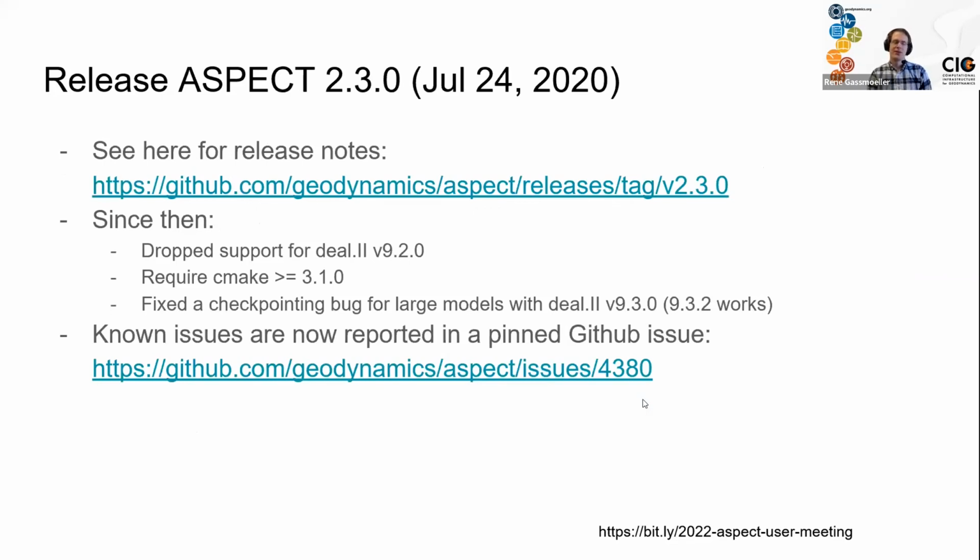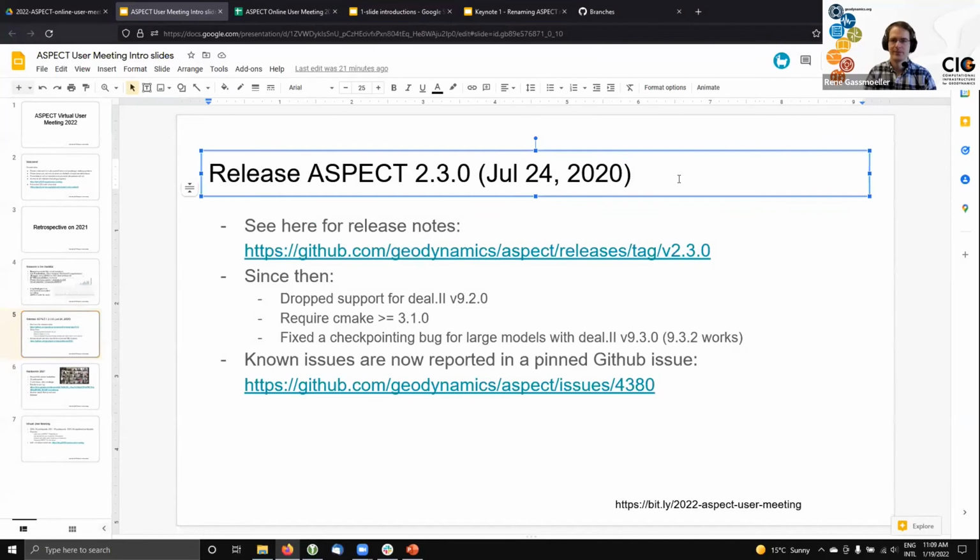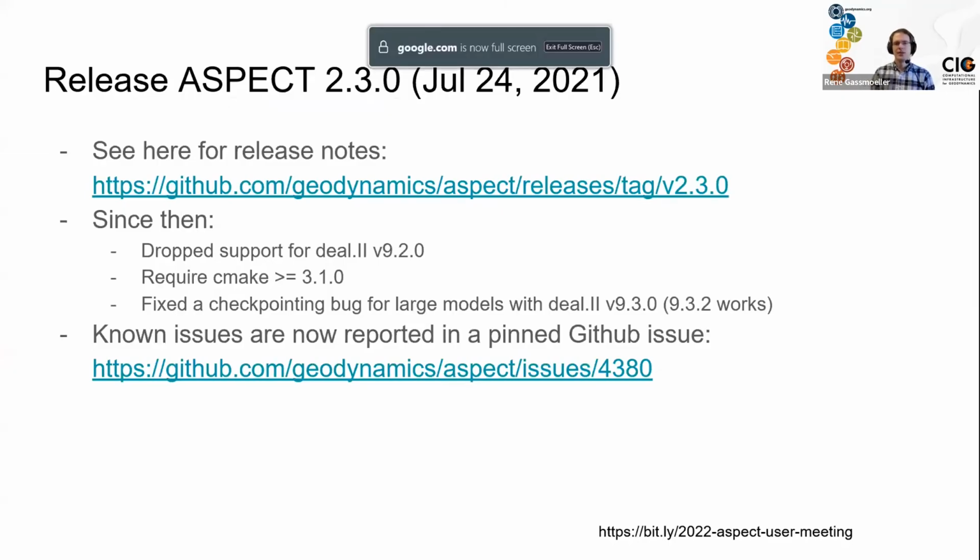The other news of the last year were we had an Aspect release that was on July 24th, actually 2021. Sorry for that. And the release notes, as usual, are available on GitHub, and a short version of them are also available on our website and on the geodynamics.org website.